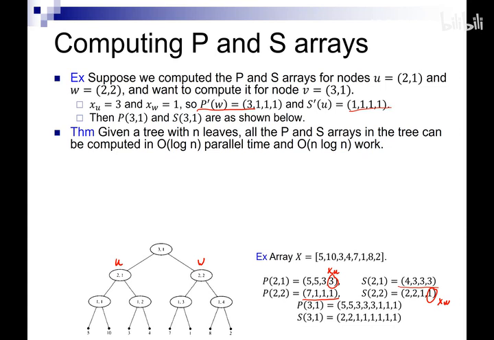So then that means that the P array over here is going to be this part concatenated by this part. So it's going to be 5, 5, 3, 3 concatenated by 3, 1, 1, 1. And then the S array for node 3, 1 is going to be this part concatenated by this part. So it's going to be this thing over here.